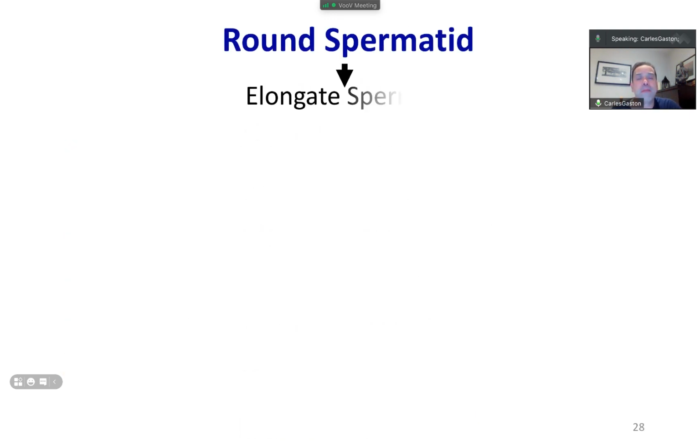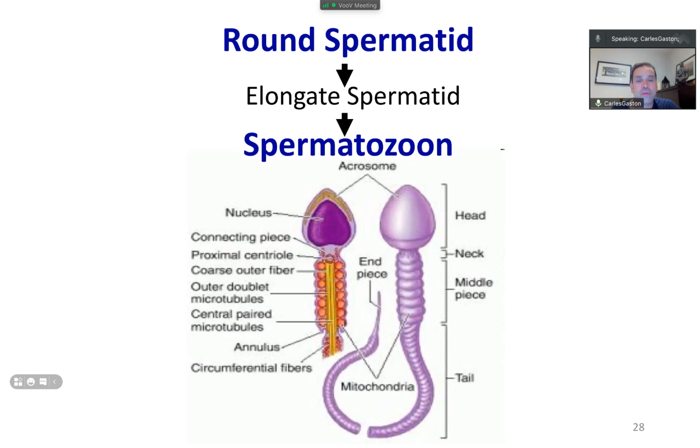The round spermatid then elongates to form the spermatozoon. And the final spermatozoon looks pretty much like this. It has a head, a neck, a middle piece, and a tail.